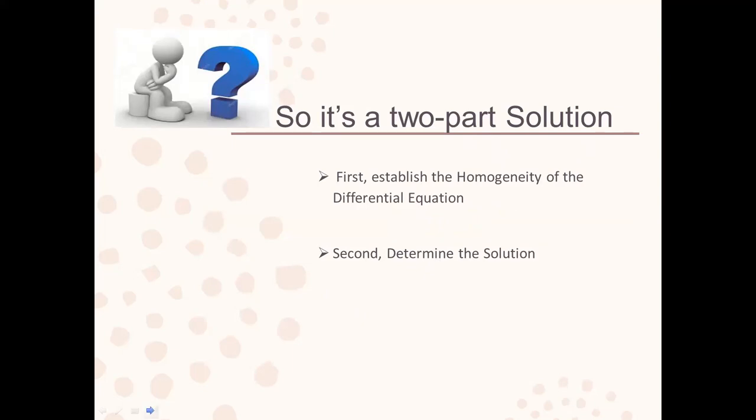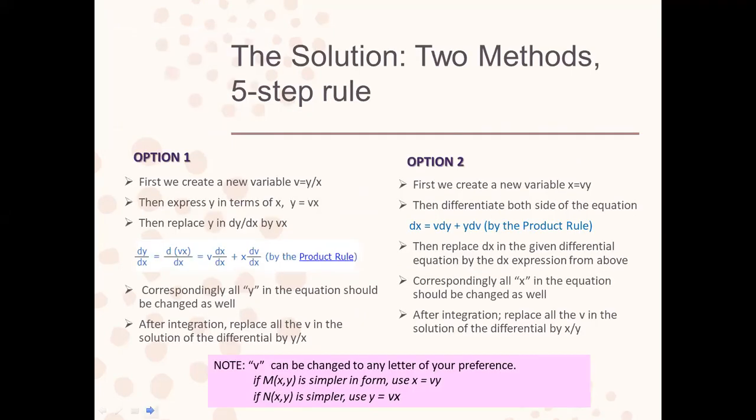So now let's go to determining the solution. In determining the solution of a homogeneous DE, it involves two options. Both options have 5 steps to follow. Actually, they are just the same. It just depends on the substitution equation that is being used. Now, let's go first to option 1. Then we go to option 2.